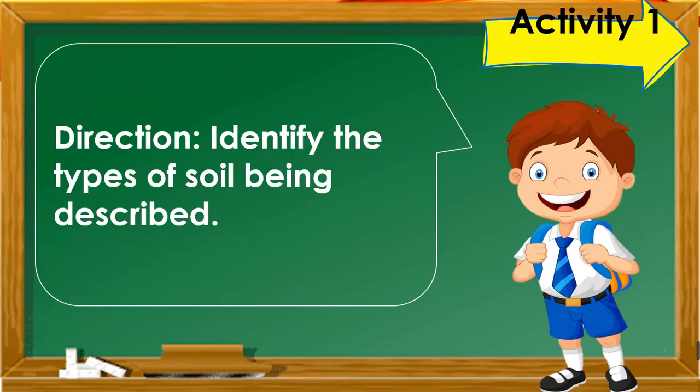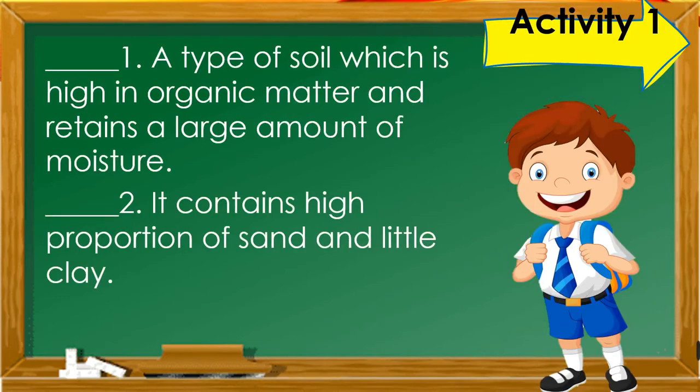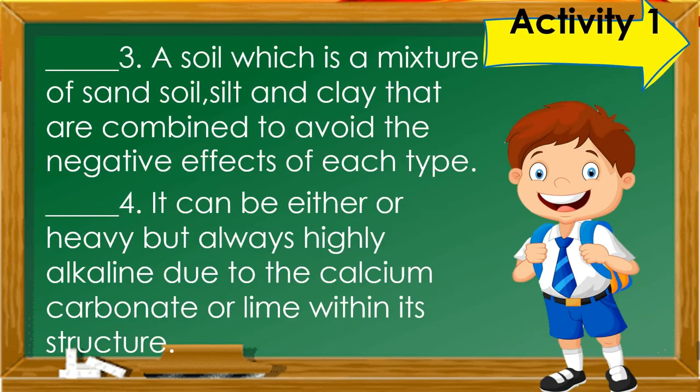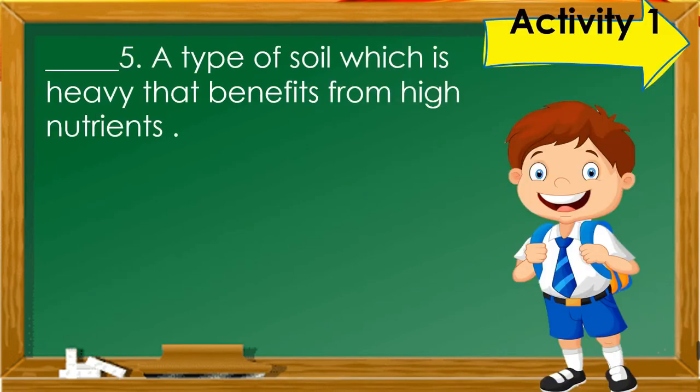Direction. Identify the types of soil being described. Number 1. A type of soil which is high in organic matter and retains a large amount of moisture. Number 2. It contains high proportion of sand and little clay. Number 3. A soil which is a mixture of sand, silt, and clay that are combined to avoid the negative effects of each type. Number 4. It can be either light or heavy, but always highly alkaline due to the calcium carbonate or lime within its structure. Number 5. A type of soil which is heavy that benefits from high nutrients.